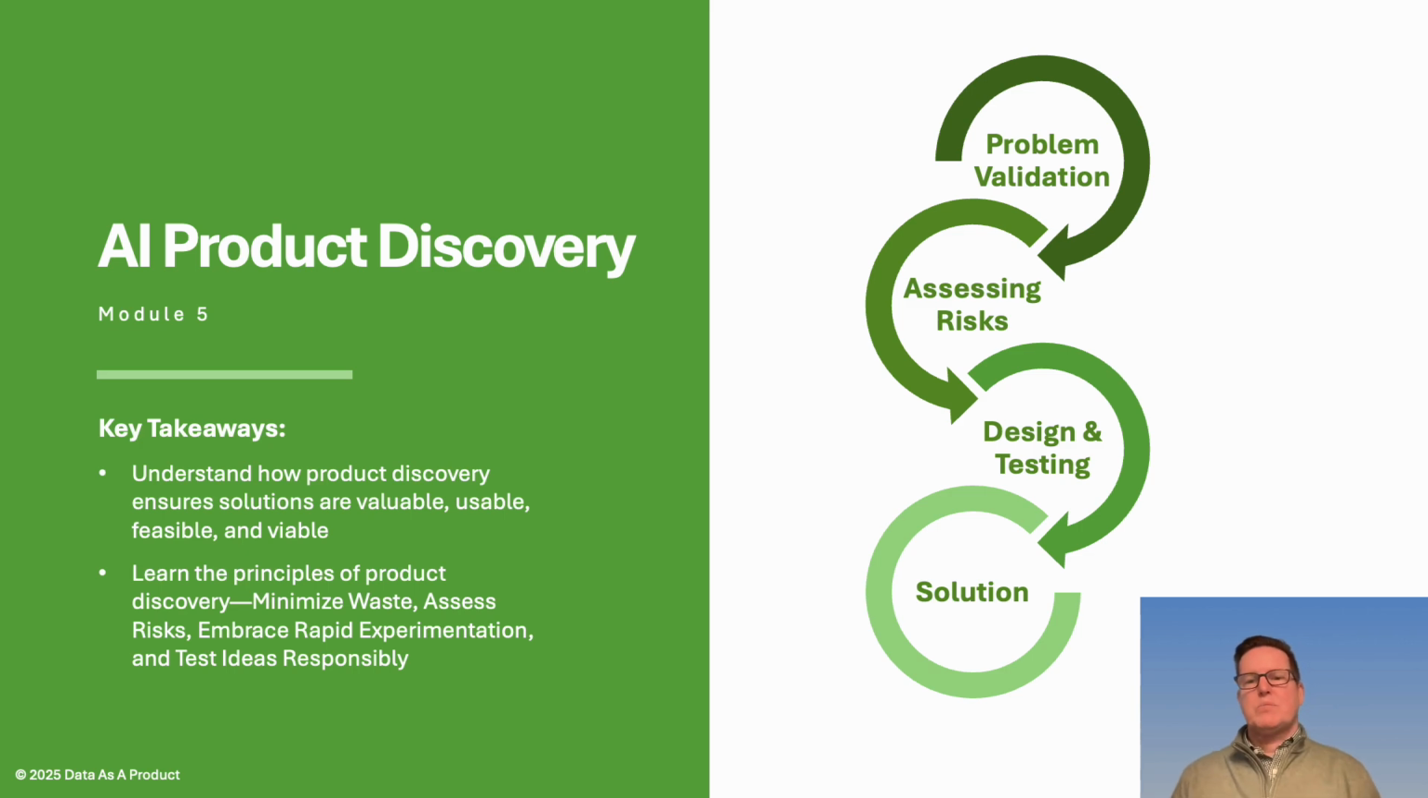We also talked about the principles of AI product discovery. We learned that the 4 guiding principles, minimizing waste, assessing risks, embracing rapid experimentation, and testing responsibly, are essential. Now, when it comes to assessing product risks, we talked about how value, usability, feasibility, and viability need to be evaluated early and often, and especially evaluating your models using techniques like precision, recall, and F1 score in order to guide your decisions. We also discussed different techniques for rapid experimentation.